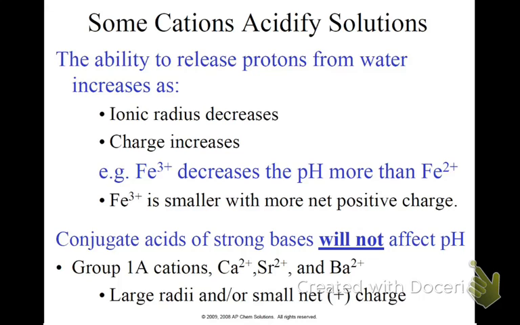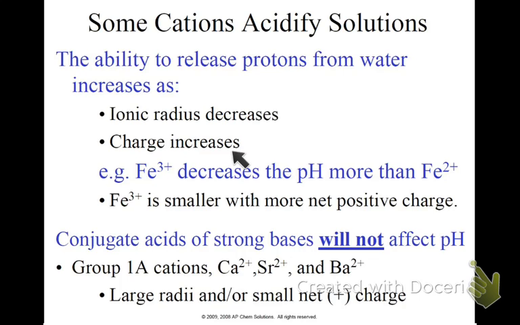Alright, so there's a couple things then that go into play as to how much the pH would be affected by this idea of the cations attracting the water molecules, causing them to release some of their protons. So the first thing would be the ionic radius. As the ionic radius decreases, so as the ions get smaller, it's going to have a greater ability to release those H pluses, thus driving down the pH.